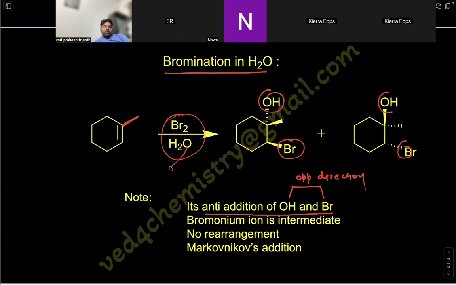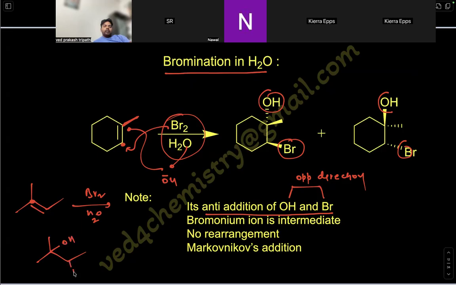And H2O means the negative part would be the OH ion and it would attack on the more substituted carbon here and Br on the less. For example, suppose you have this alkene and we are using Br2 with H2O. So OH is going to attack on the more substituted carbon here and Br on the less. Does this make sense? Please tell me everyone. It makes sense, bromination one?